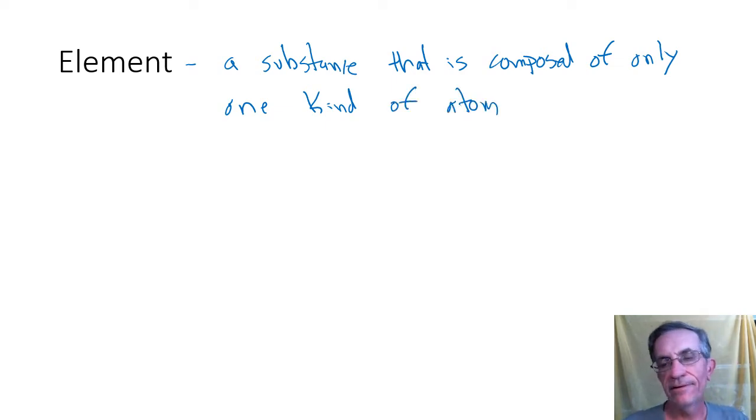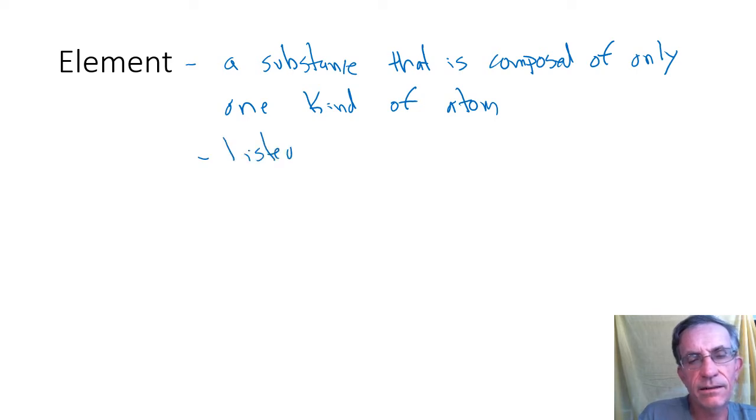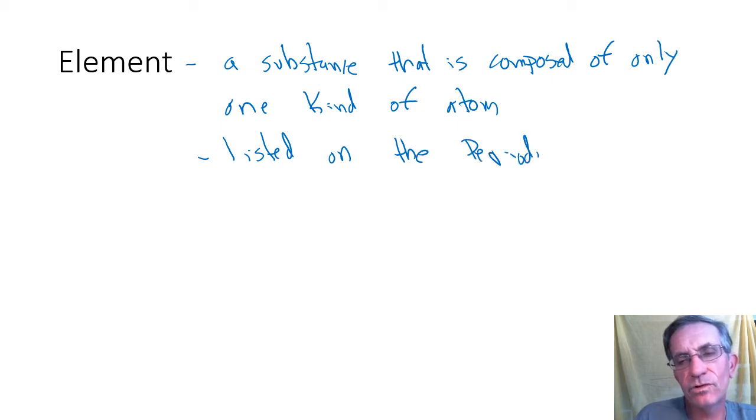How do you know if you have an element? What's a more practical definition? Well, a more practical definition is that you'll see them listed on the periodic table. If something is on the periodic table, that something is an element.